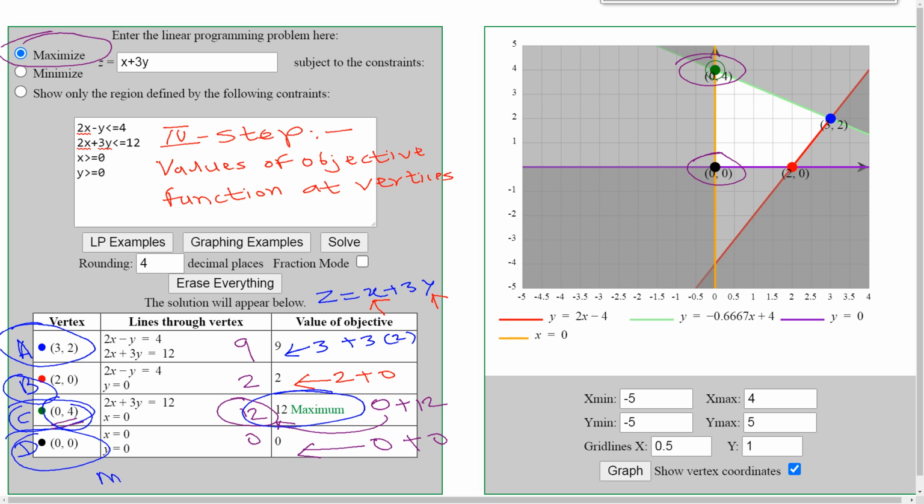So the maximum value is 12, and it is obtained at the point (0, 4). This is the final answer of this problem: the maximum value is 12 at the point (0, 4).